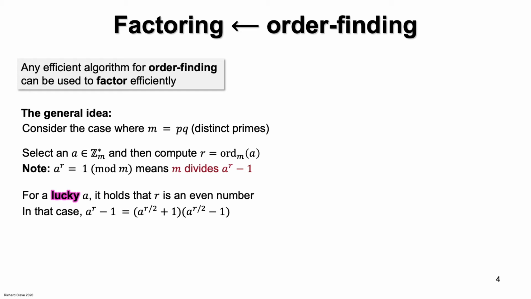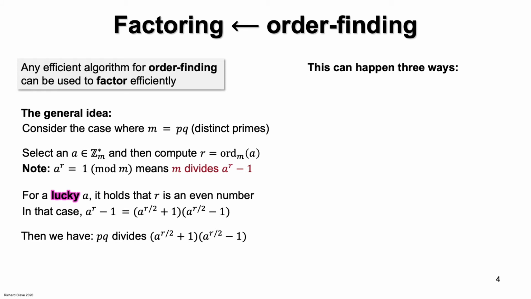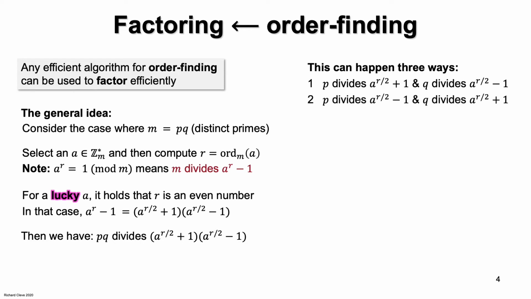m divides this product, so pq divides this product. Since p and q are primes, each one of them either divides the first expression or the second expression. It's a well-known fact that if a prime divides a product of two numbers, then it must divide one of them. So there are three possible cases. Either p divides the first expression and q divides the second expression, or p divides the second expression and q divides the first expression, or p and q both divide the first expression.